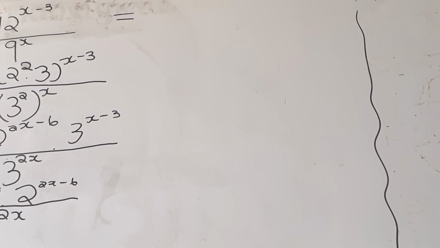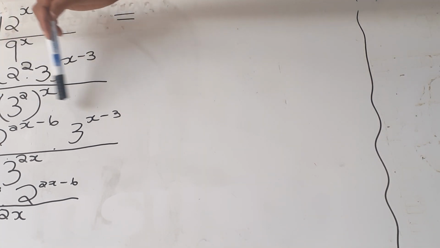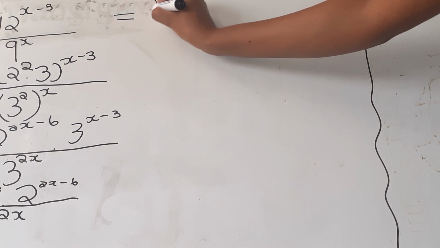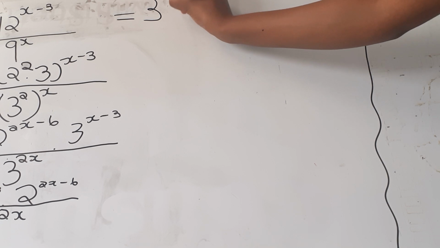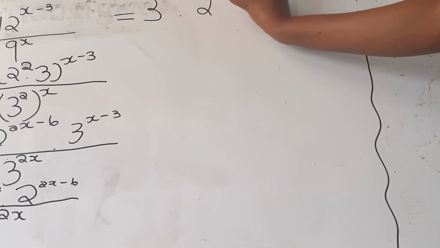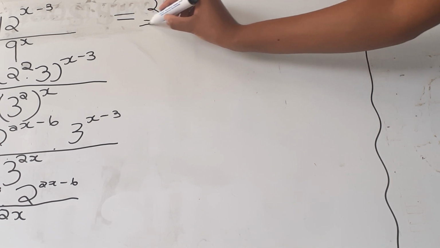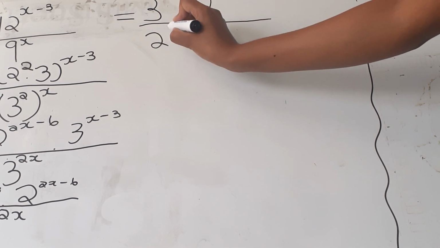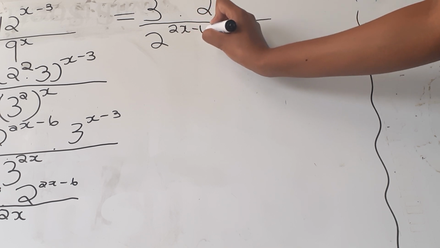So we will have x plus x, these 2 x's, that will be 2x, and then we have a positive 3 plus a negative 3, so that will give us 0. So we'll only be left with 3 to the power of 2x and 2 on top, and 2x minus 6.